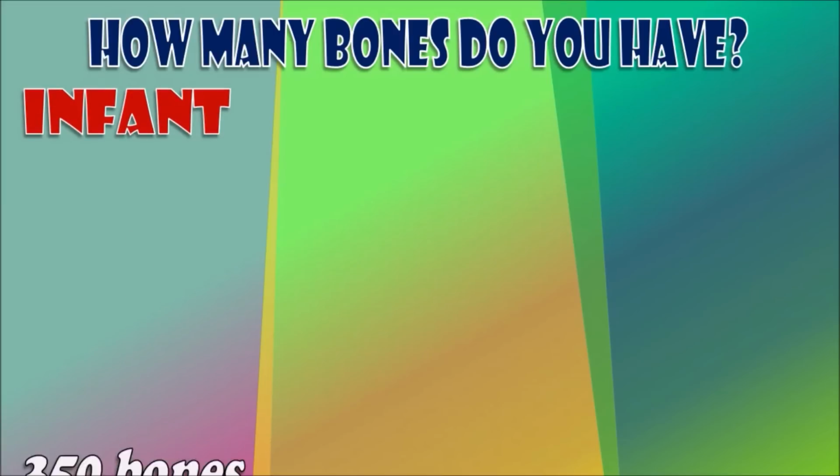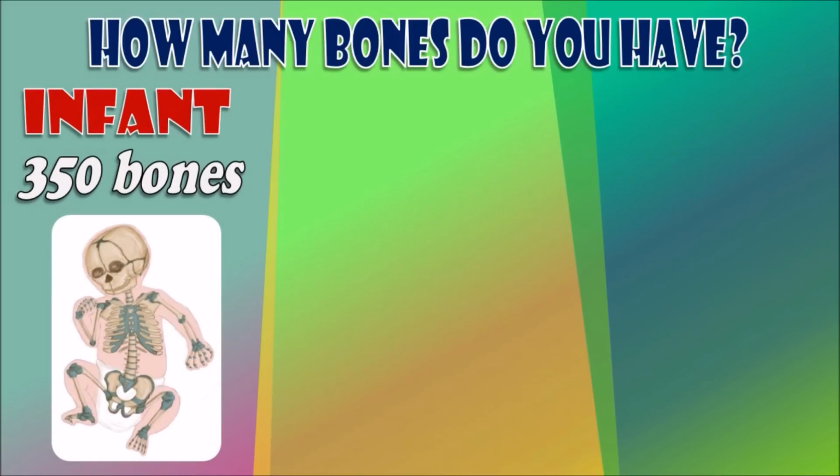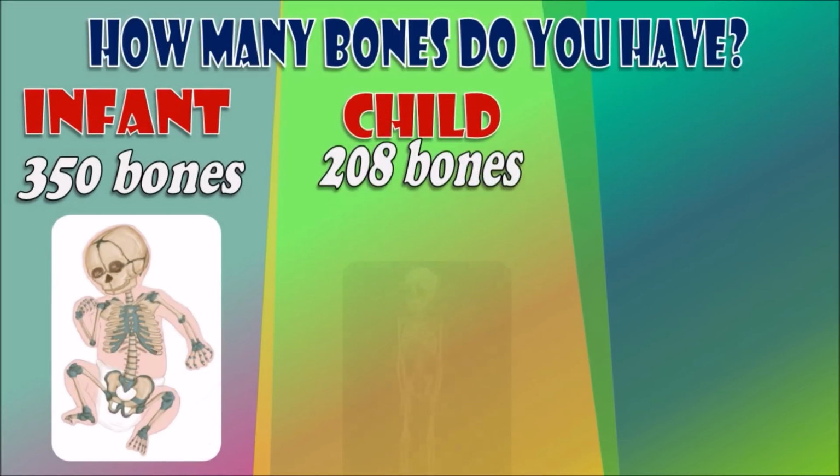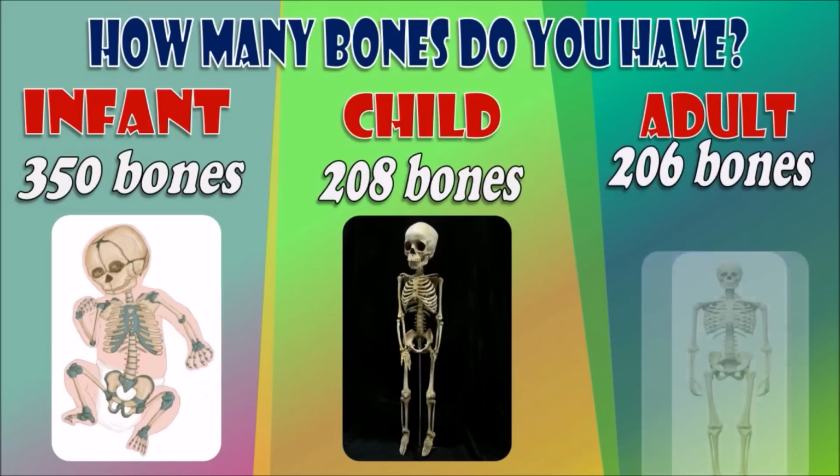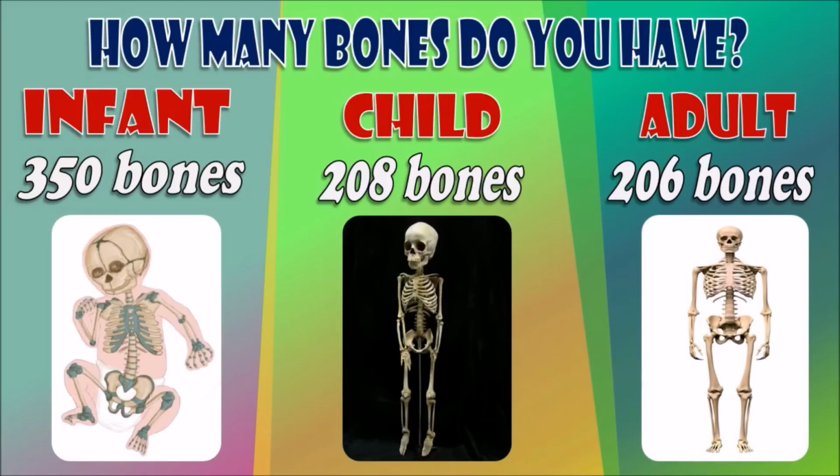An infant has 350 bones. A child has 208 bones, while a normal adult has 206 bones. An infant has more bones because, like I said, as a child grows up, some bones or cartilages join together and are counted as one.